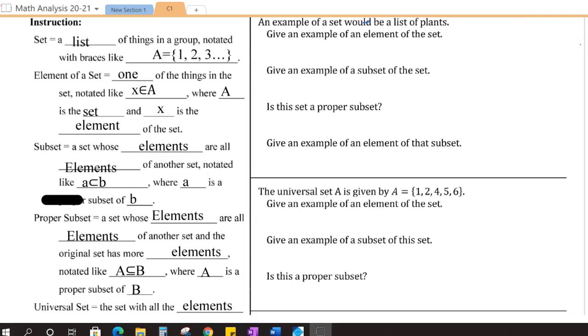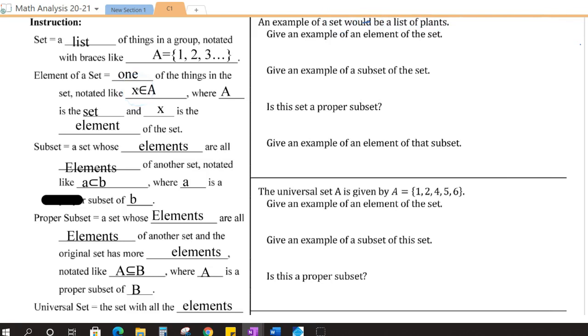Now some more vocabulary. A set is a list of things in a group notated with braces, such as set A is equal to 1, 2, 3, etc. We could have simply said set A is natural numbers. Now it doesn't have to be numbers, but this is math class and that's why we use numbers. An example would be a set is a list of plants. So all plants could be a set.